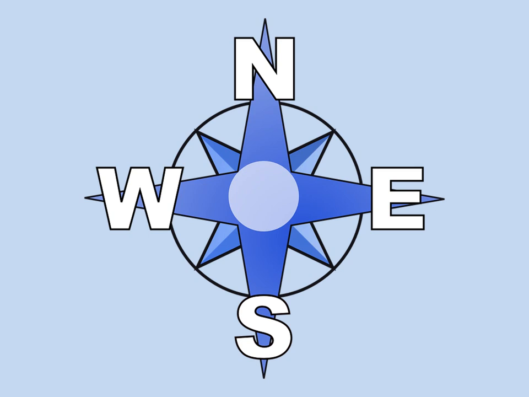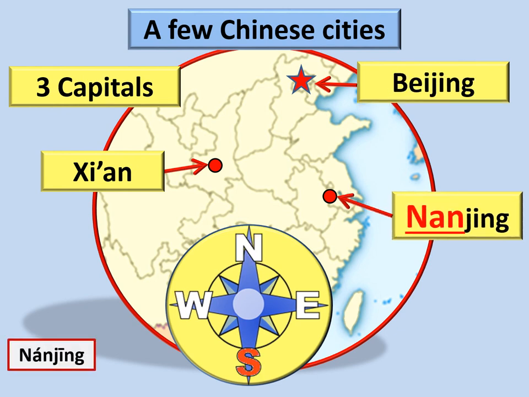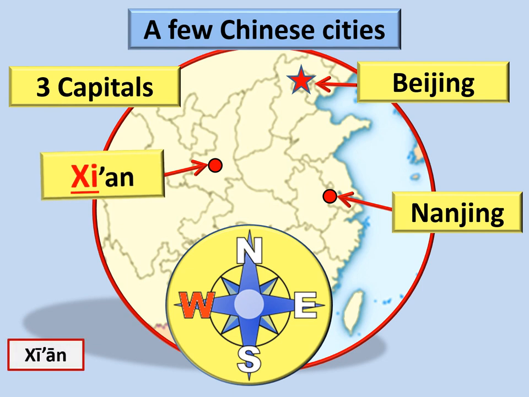I mention these cities because their names include the Chinese words for compass points. Beijing includes the word for north. Bei means north. Nanjing includes the word for south. Nan means south. Xi'an includes the word for west. Xi means west.